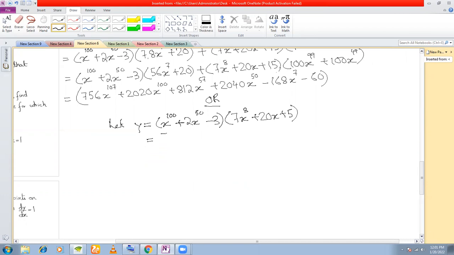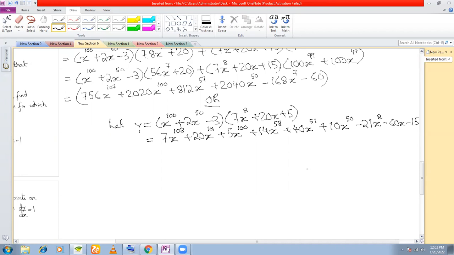So if you multiply the polynomials, you are going to get 7 into x to the power of 108 plus 20x to the power of 101, okay, plus 5x to the power of 100 plus 14x to the power of 58 plus 40x to the power of 51 plus 10x to the power of 50 minus 21x to the power of 8 minus 60x minus 15.